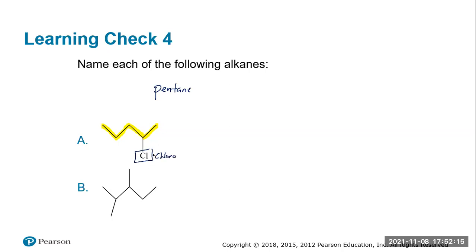So what's left is to number. We could go left to right, which means that's carbon 1, carbon 2, carbon 3, carbon 4, carbon 5. Or obviously we could go the opposite way, starting here at carbon 1, 2, 3, 4, and carbon 5. Clearly going right to left gives the chlorine a smaller number, which is 2, and that would be the way we want to go. So that's a 2-chloropentane. Any questions on that particular name there?